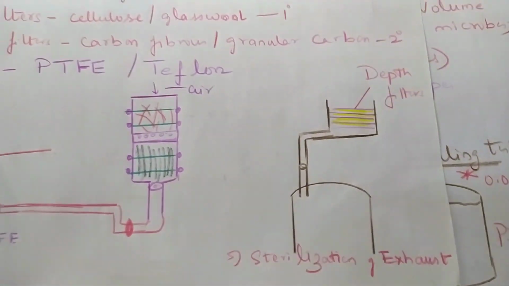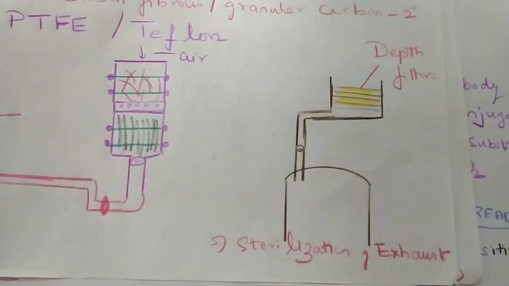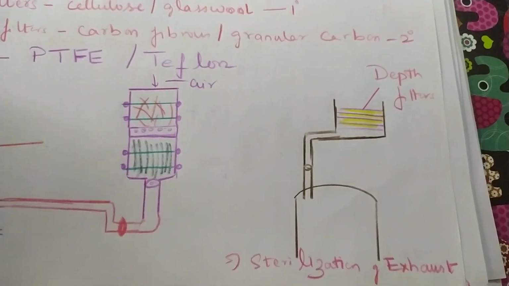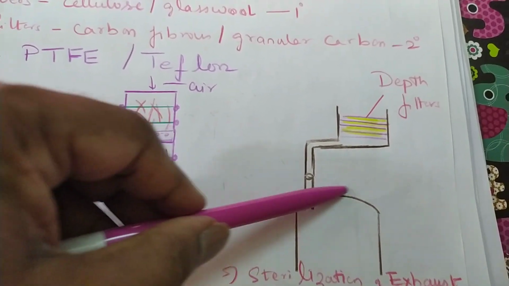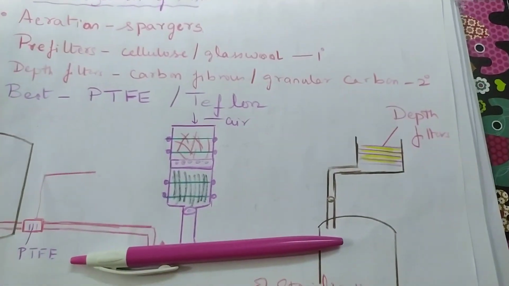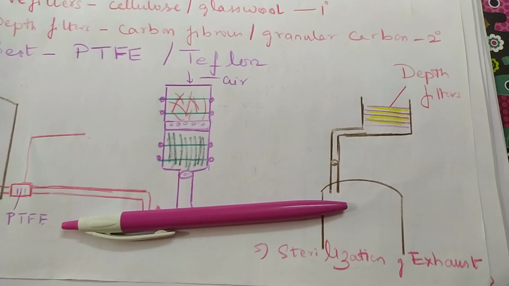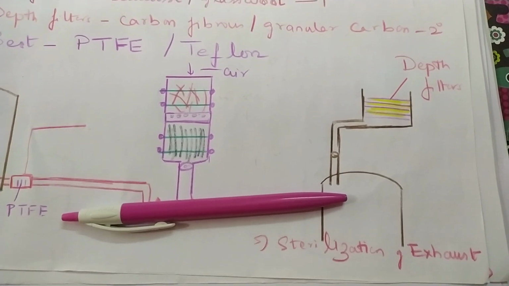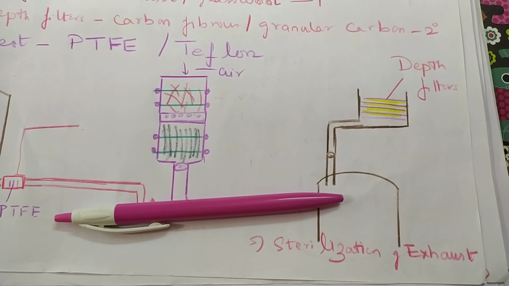What is the fifth mechanism of sterilization? It is the sterilization of the exhaust. What is exhaust here? What do you observe here? At the top of a bioreactor, you can find that there's a head space, isn't it? This head space will have the microbes. Imagine the industry is manufacturing products using genetically engineered microbes. Those microorganisms should not be allowed into the environment. So they need to be killed, destroyed, isn't it?